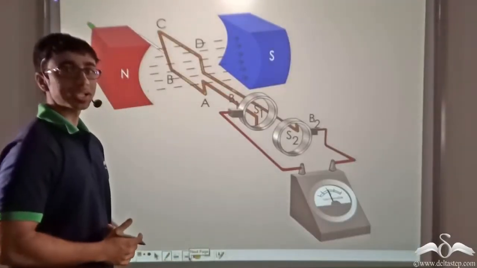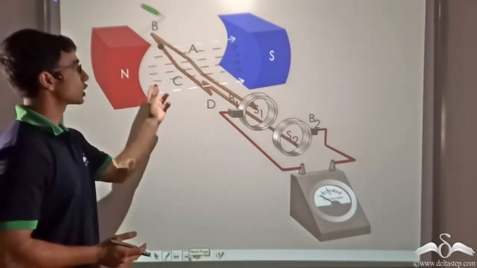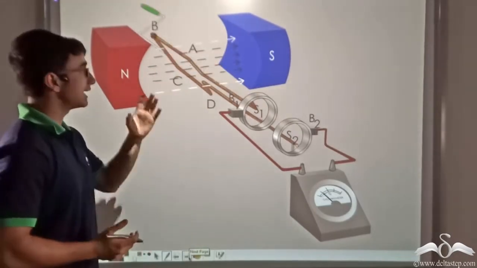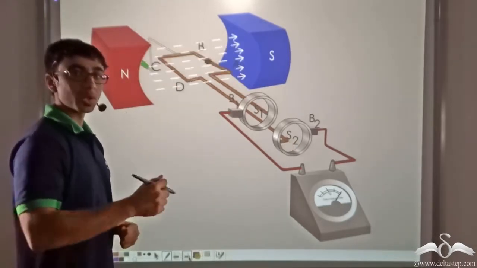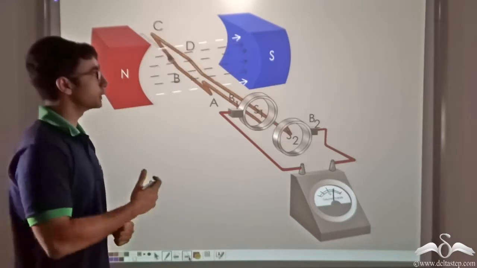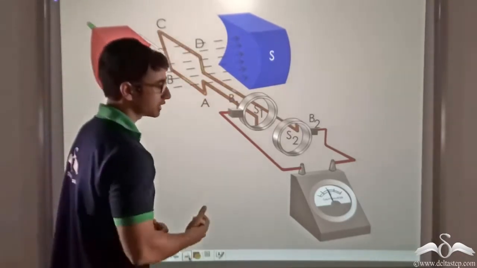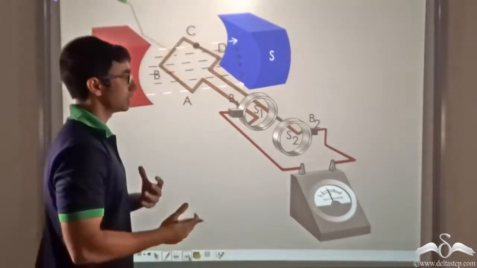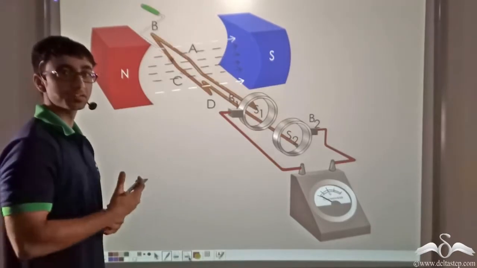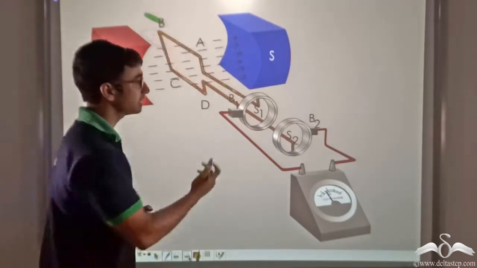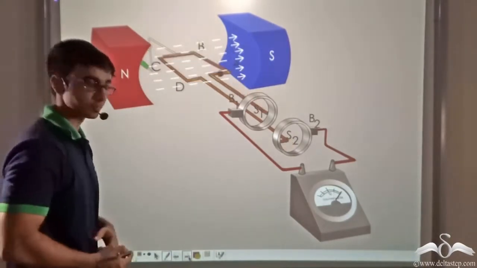So let us take a look at how a generator functions. As you can see, there is a coil ABCD, and at one end of the coil there is a particular handle. Now once this handle is rotated, we find that current starts flowing in the coil, as has been denoted by the galvanometer. Now let us study in detail how, when we rotate the coil, current flows, and how exactly it flows in the external circuit that is connected with the galvanometer.